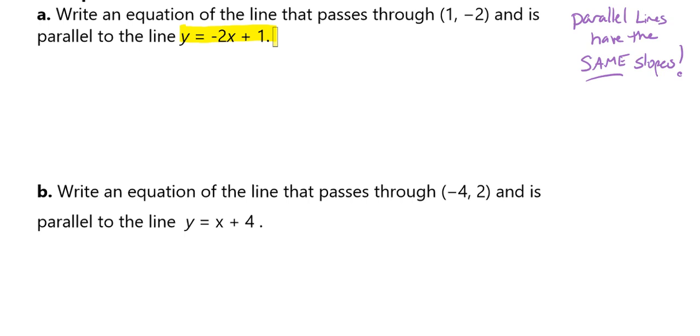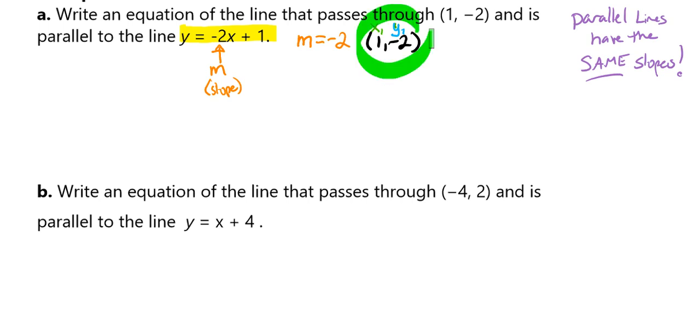We can see that this was written in slope-intercept form, so we just need to locate our slope. In the m's spot is negative 2, and that is our slope. So we have a slope of negative 2, and we're going to go through the point 1, negative 2. We can label these as our x1 and our y1. We're going to use point-slope form because we have a point and we have the slope.